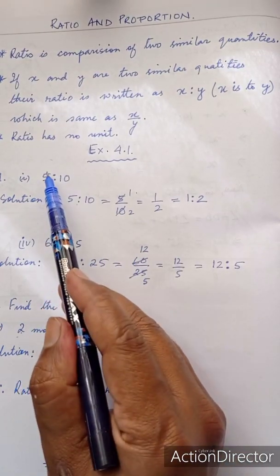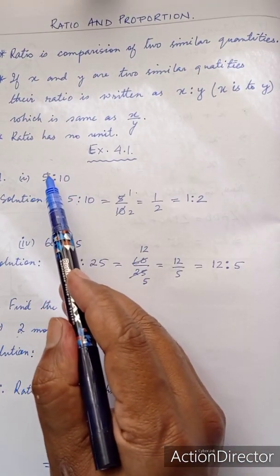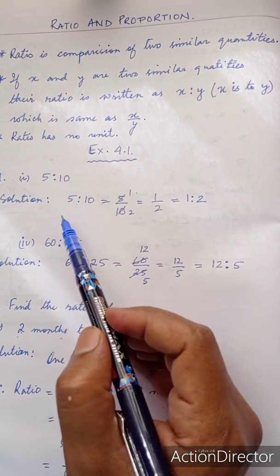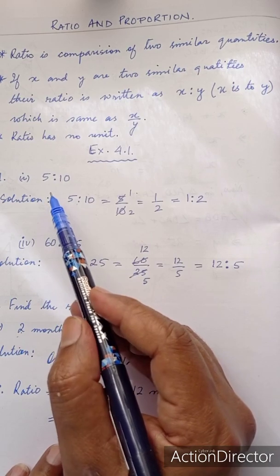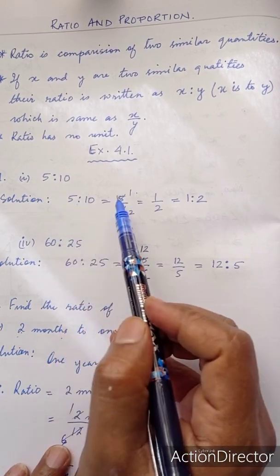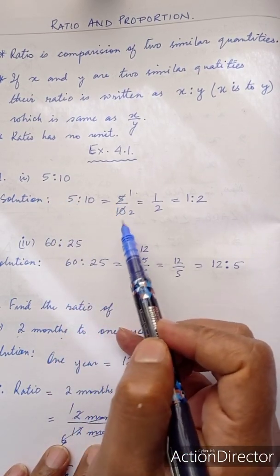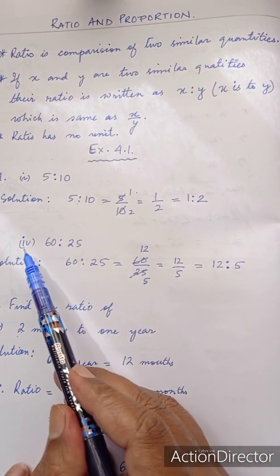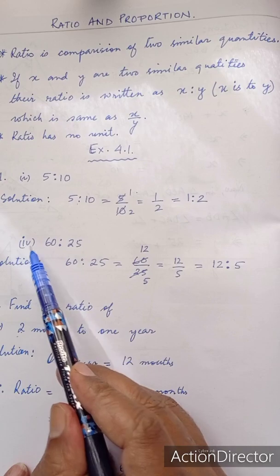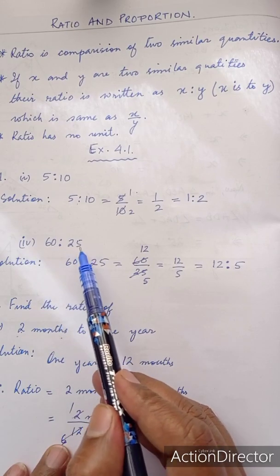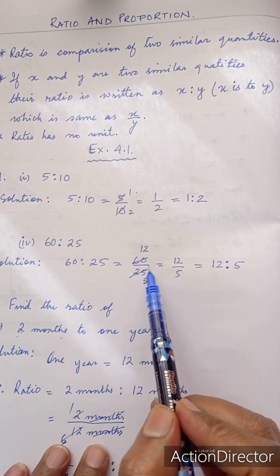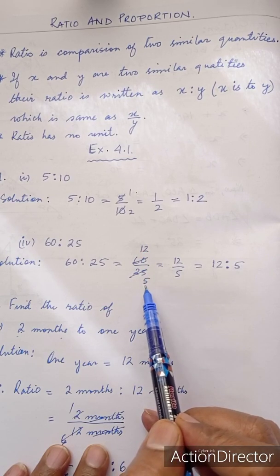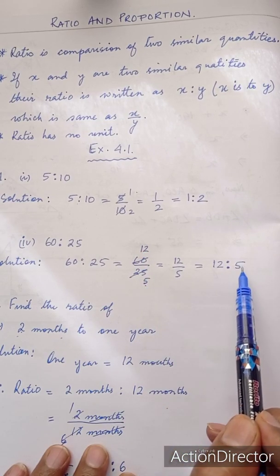I advise you not to cancel this one directly. If you cancel it directly, you get 5 one time, 5 two times, but that is not the way a ratio should be solved. You have to convert it into a fraction first, then calculate, and then convert it into a ratio. Likewise, sub number 4, 60:25 will be 60 by 25. If you cancel by 5, this will be 12 times, and this will be 5 times, which will give you 12:5.